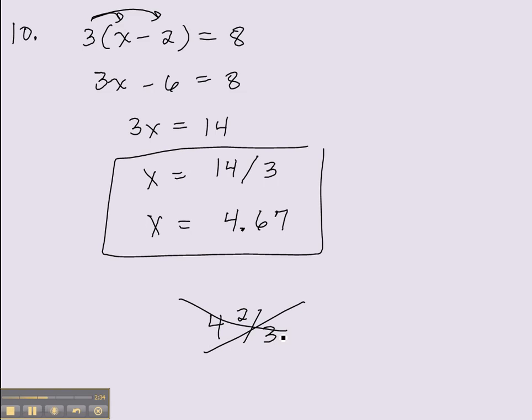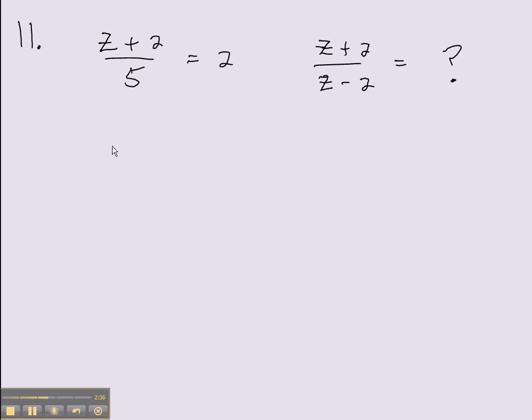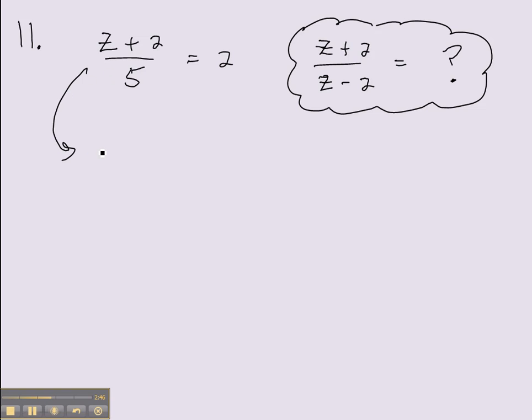Okay, number 11. We're told that z plus 2 over 5 is equal to 2, and then we're supposed to find the value of this fraction over here. Well, let's rewrite this as z plus 2 is equal to what? 10. Then z minus 2 is equal to, we would have to subtract 4 from both sides, wouldn't we? So that'd be equal to 6.